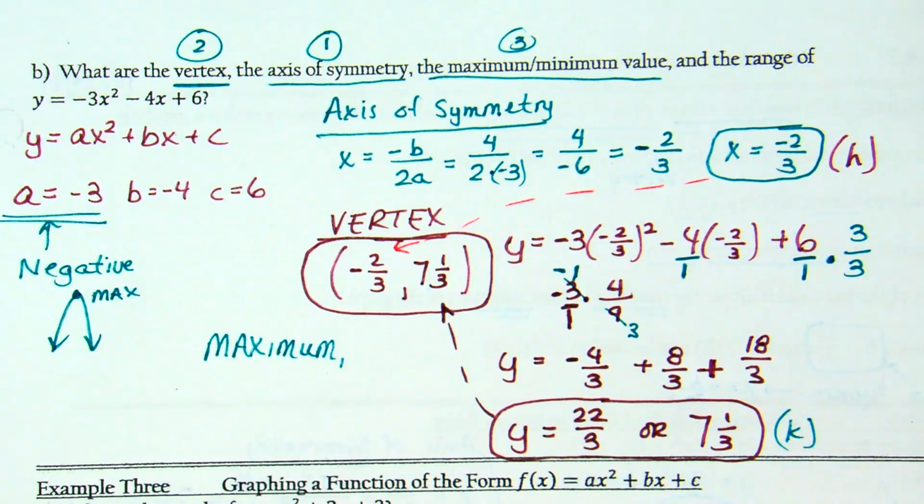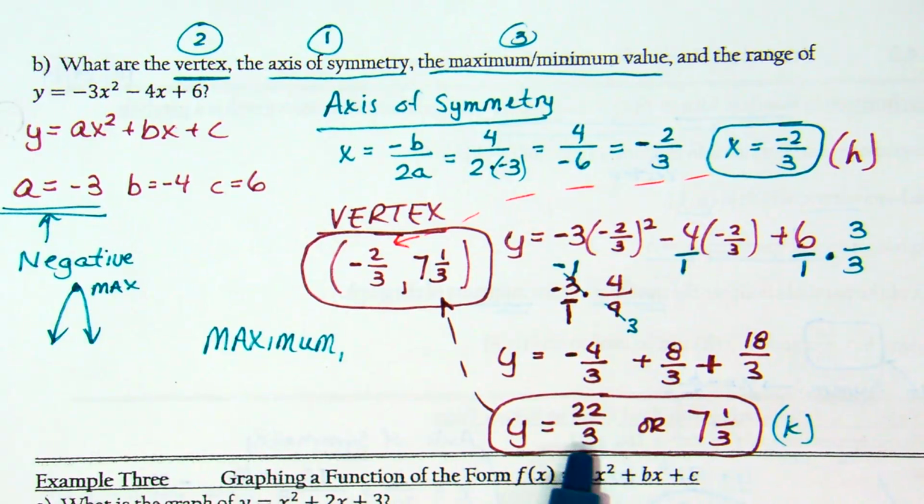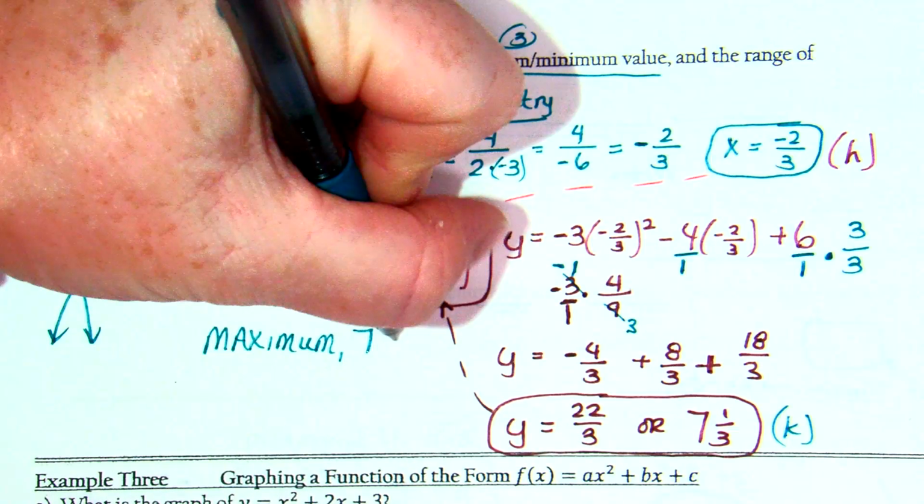What'd you say? 22/3? Where do you find that max or min value, guys? The K, the second half of your vertex. Because my vertex says I'm going to go left 2/3, and my vertex says I'm going to go up 7 1/3. That Y value is your max value. So I don't care if you say 22 thirds, 7 1/3, whatever. But that will always be your max or min value every time.